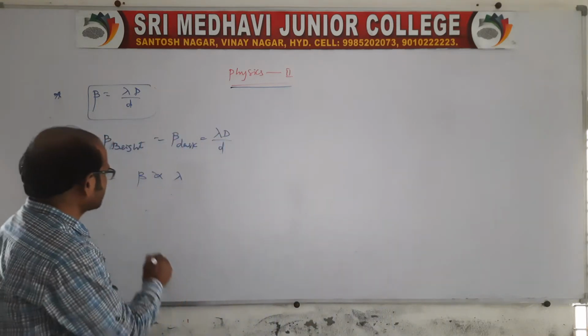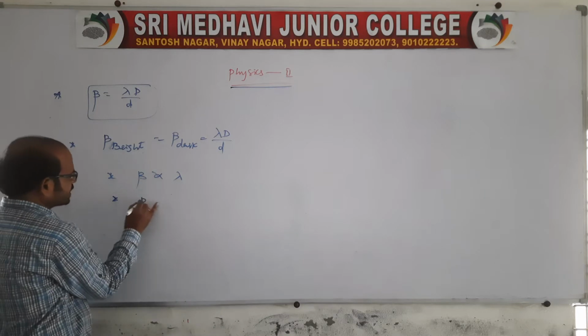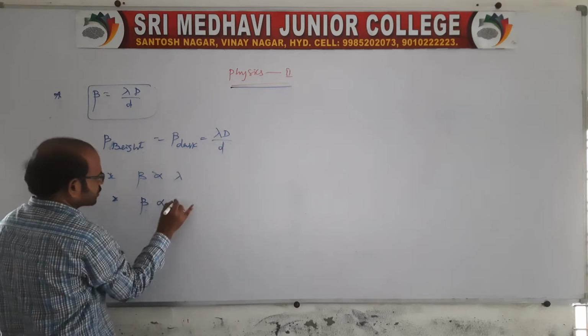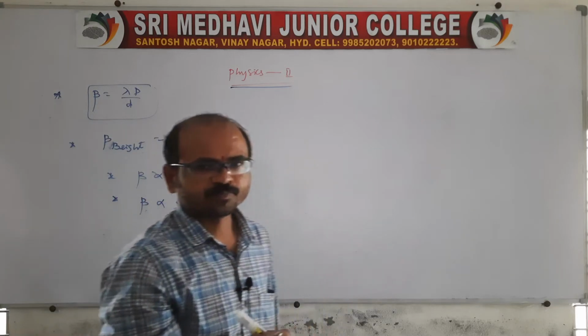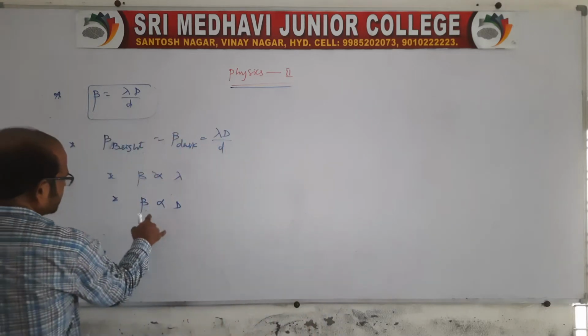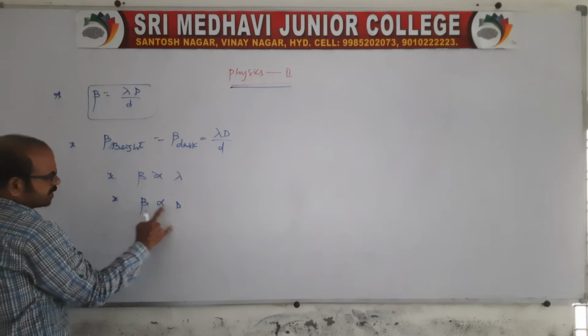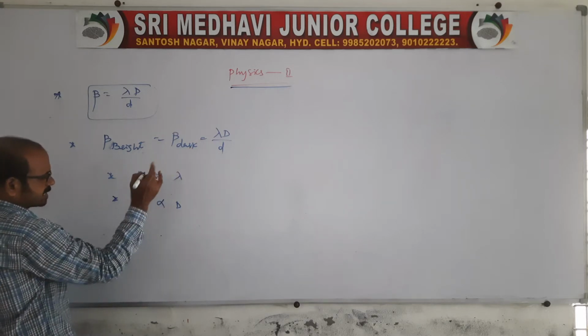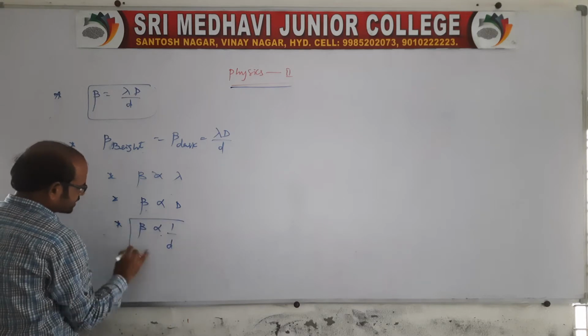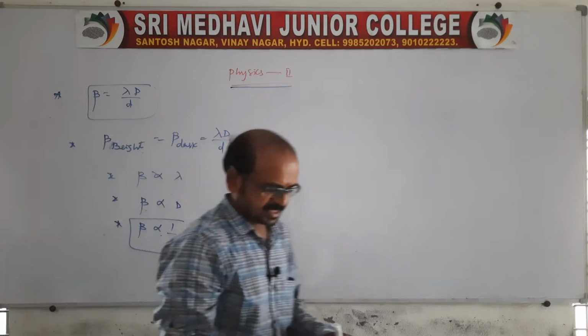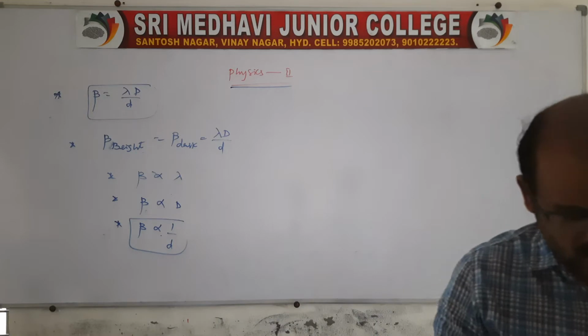I'll give you some examples. Second, beta is directly proportional to capital D, that is the distance between the screen and the slit. Fringe width also depends on the distance between the screen and the slit. And next, beta is also inversely proportional to small d, that is the distance between the slits.